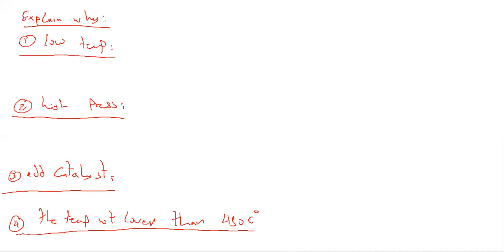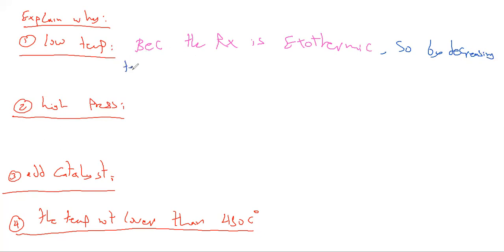For the first one, low temperature, because the reaction is exothermic. So by decreasing temperature, the reaction moves forward and more yield is produced.